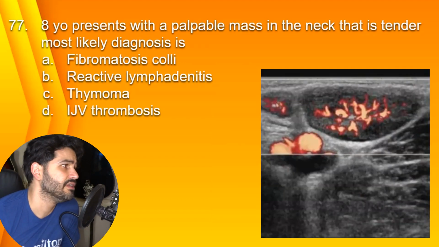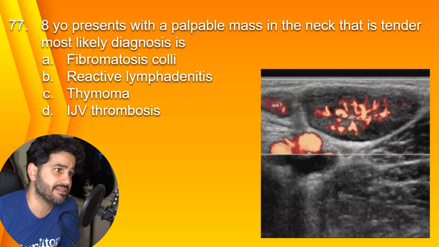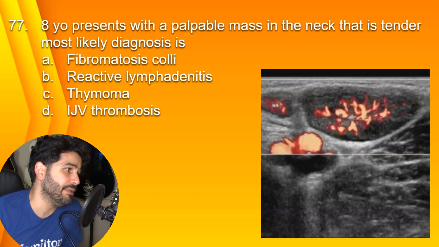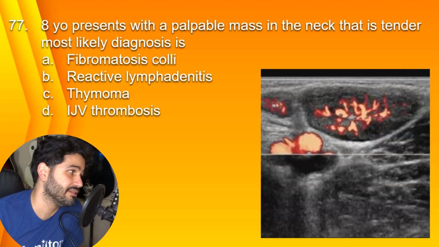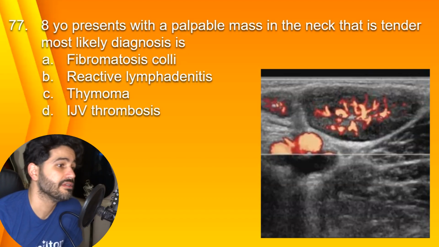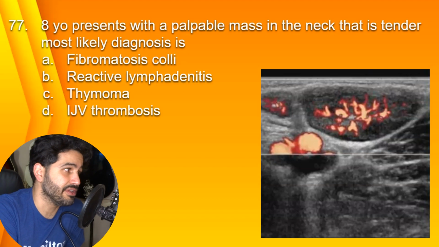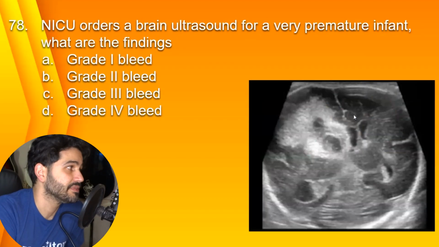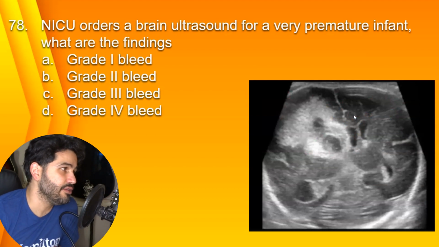Number 77. An 8-year-old presents with a palpable mass in the neck that is tender. The most likely diagnosis is A. Fibromatosis colli, B. Reactive lymphadenitis, C. Thymoma, or D. Internal jugular vein thrombosis. All right. So the answer is, this is a pretty simple one, B. Reactive lymphadenitis.